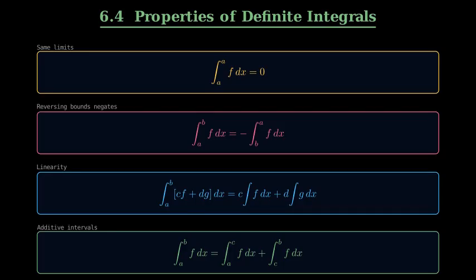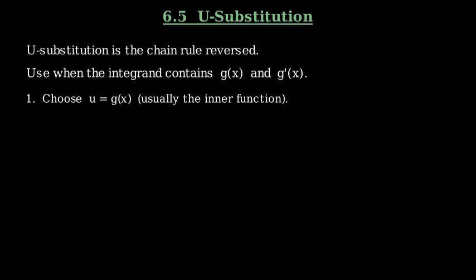Check which is on top. y equals x plus 2 is above y equals x squared on the interval -1 to 2. Set up the integral. A equals the integral from -1 to 2 of the quantity x plus 2 minus x squared dx. Evaluate. This equals x squared over 2 plus 2x minus x cubed over 3 evaluated from -1 to 2, which gives 9 over 2.